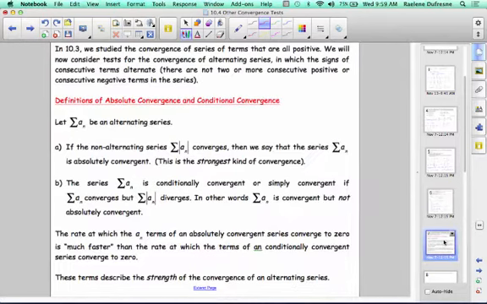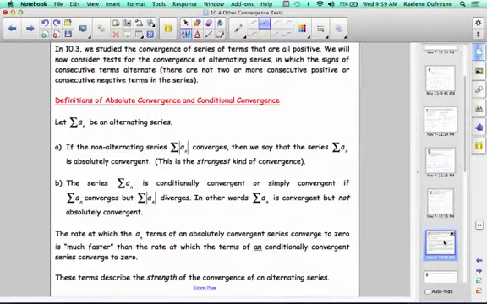Now in 10.3 we studied the convergence of series of terms that are all positive. We will now consider the tests for the convergence of alternating series. In this case the signs of consecutive terms alternate, meaning there are not two or more consecutive positive or consecutive negative terms in the series. So let's look at some definitions.